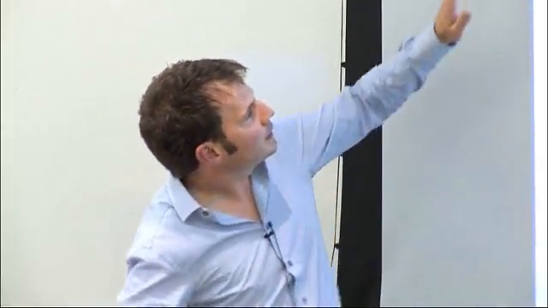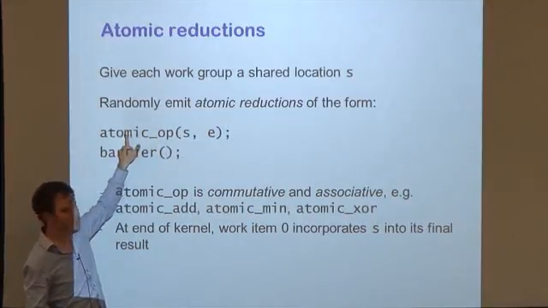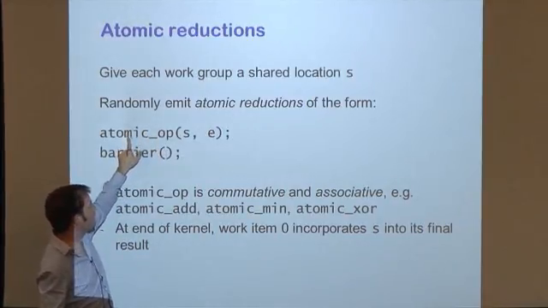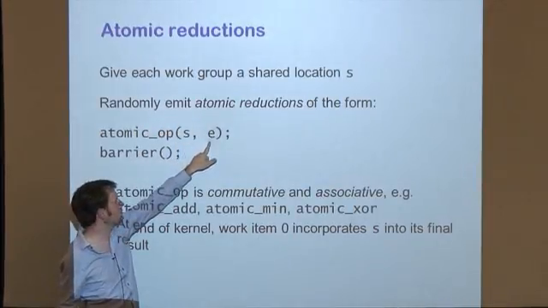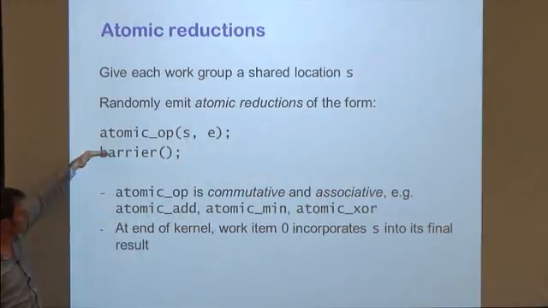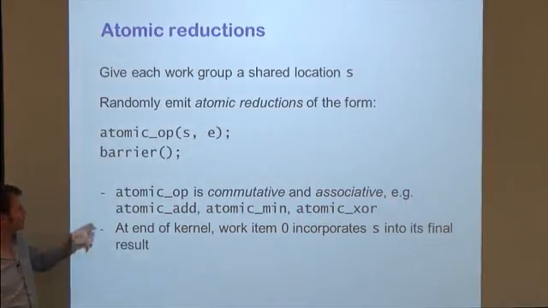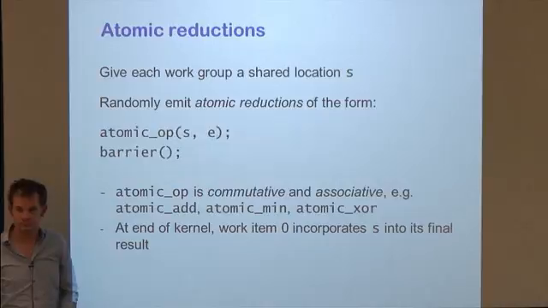So the simple idea here is that we randomly emit an atomic operation, one of these associative commutative operations. We have every thread evaluate an expression E and atomically apply the result of E to a shared variable S. Then we do a barrier synchronization, and at the end of the kernel, have the master thread from a thread group add the final result of its S to its final result. So this is another way of using atomic operations in practice.